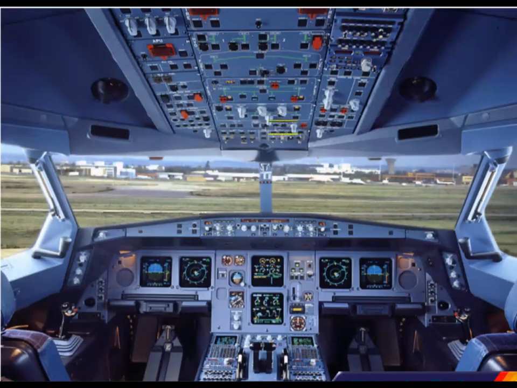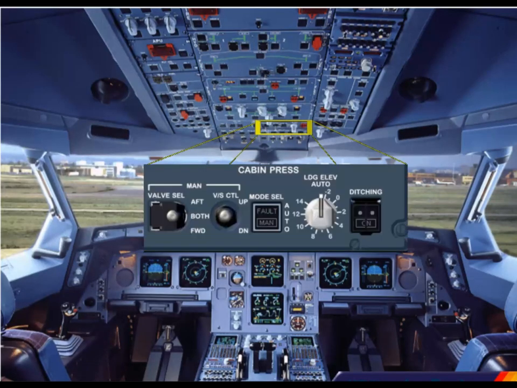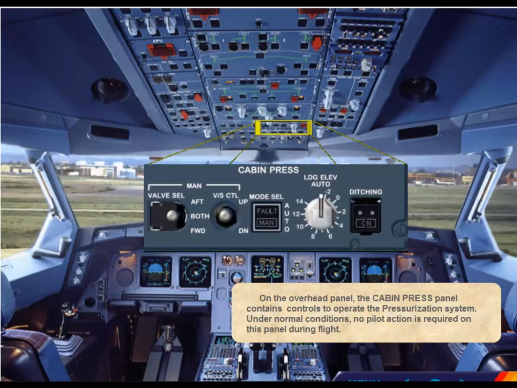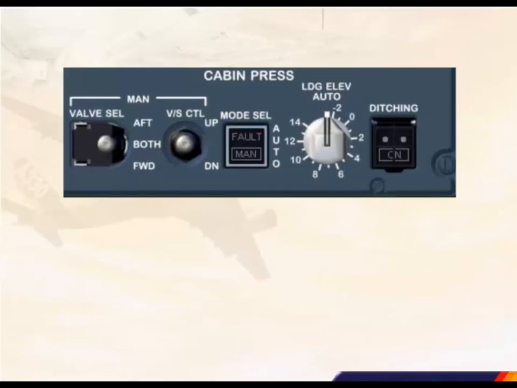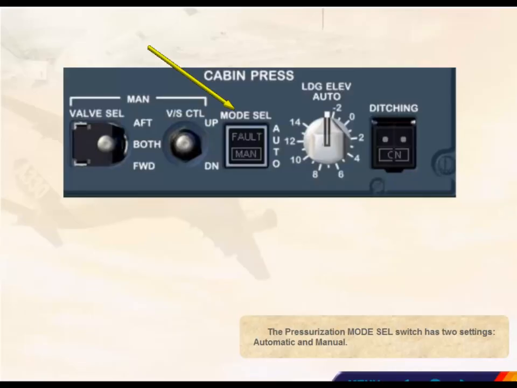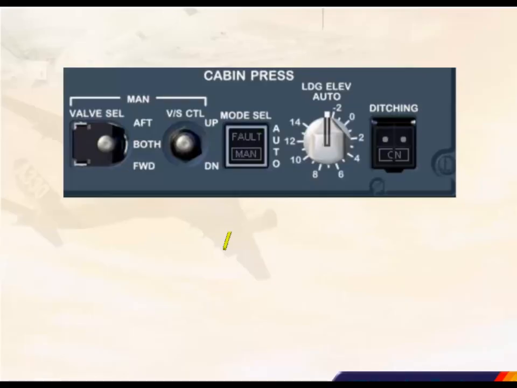On the overhead panel, the cabin pressurization panel contains controls to operate the pressurization system. Under normal conditions, no pilot action is required on this panel during flight. The pressurization mode select switch has two settings, automatic and manual. The normal position for this switch is lights out. In this position, the pressurization system is in automatic mode.